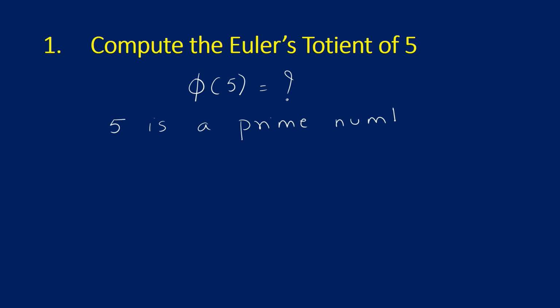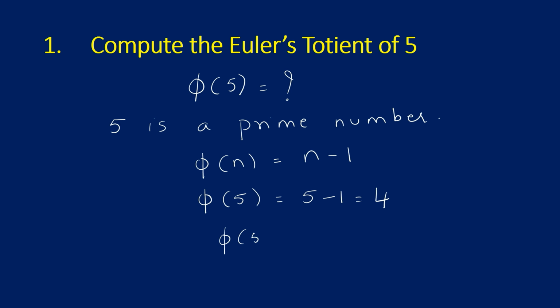So since 5 is a prime number, we now use the formula of Euler Totient for prime number. What is the formula? It is n minus 1. So what is the Euler Totient of number 5? It is 5 minus 1. What is the answer? 4. So we got the Euler quotient phi as 4.